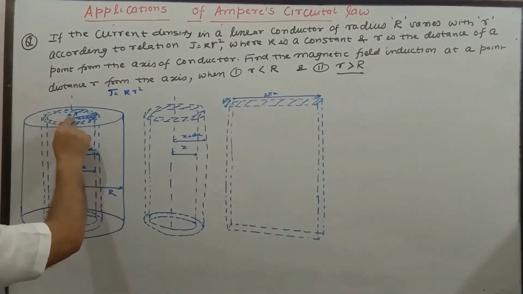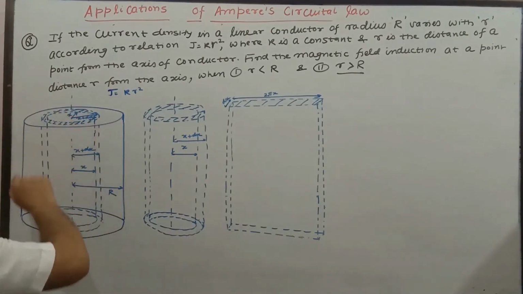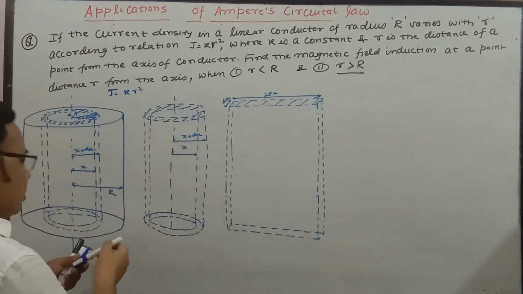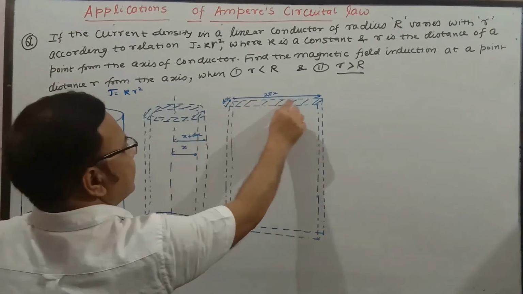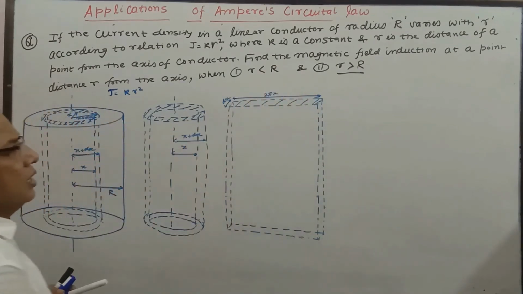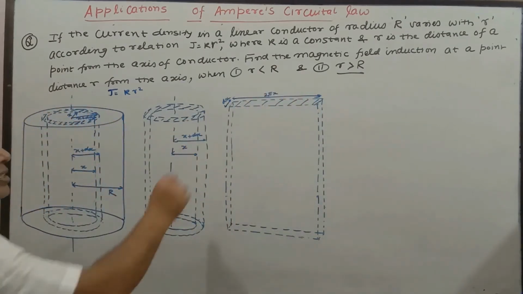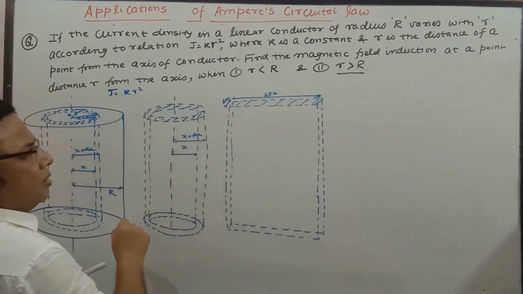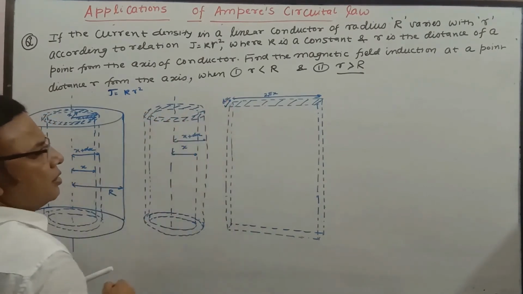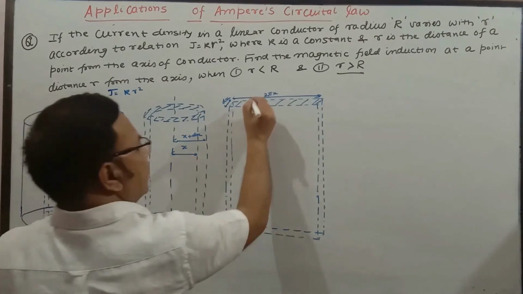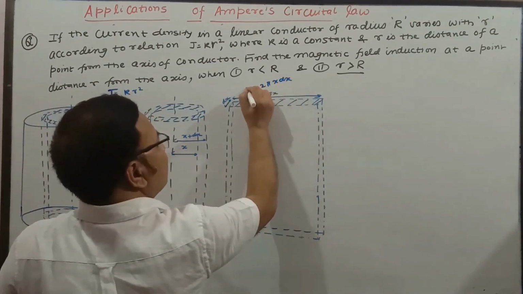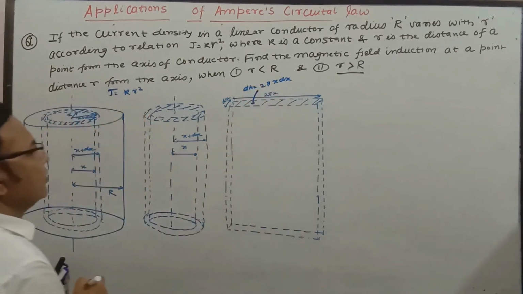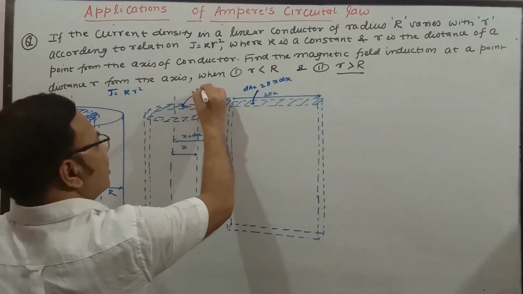So if the inner radius is x, then the inner circumference is 2 pi x. So after cutting, the length approximately remains the same, 2 pi x. This dx is negligibly small, so the width is dx. So what is the area here? This area is equal to 2 pi x dx, say dA. Here also this area is 2 pi x dx.